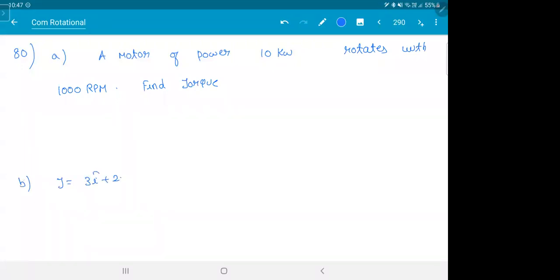Torque on a body is 3i plus 2j minus 4k. The angular displacement was i minus j plus 2k. Angular velocity was 3i plus j minus k. Find work and power. Questions will be like this on this. Easy questions, they're not really tough. Get them? The motor of power 10 kilowatts rotates with 1000 RPM, find torque, and this thing. Just give it a try and get some water and go.